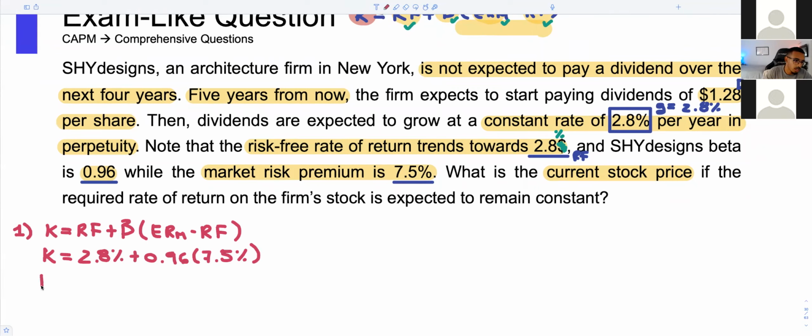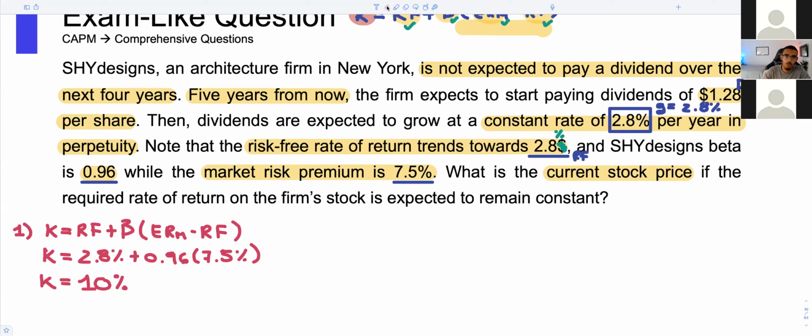What did everybody get for K? I just made the question today, so I could be slower. That's what you got for K? Interesting. Unless I don't know how to do math. There may be, yeah, you're right. The answer is actually 10% for K. So our K is going to be 10%.